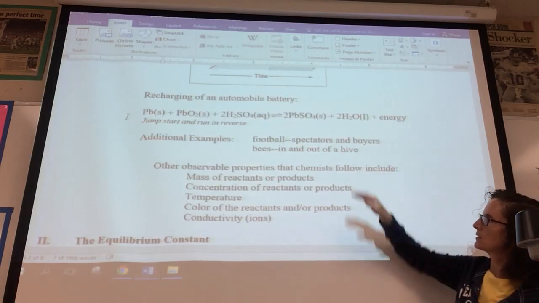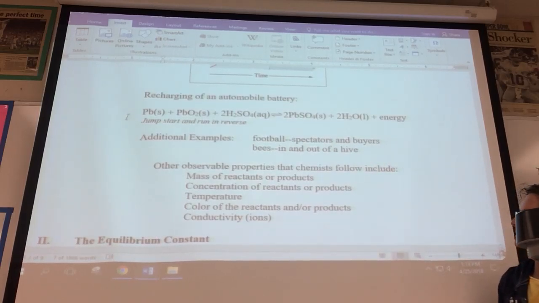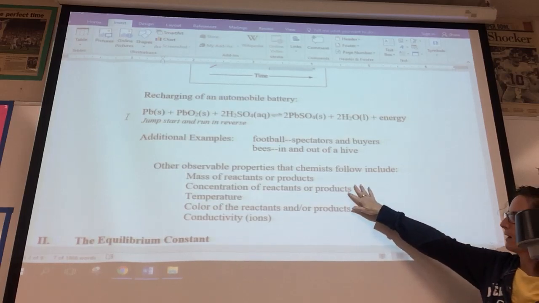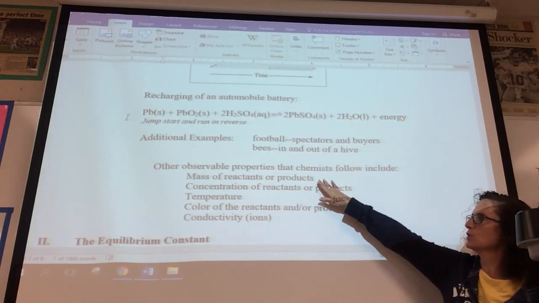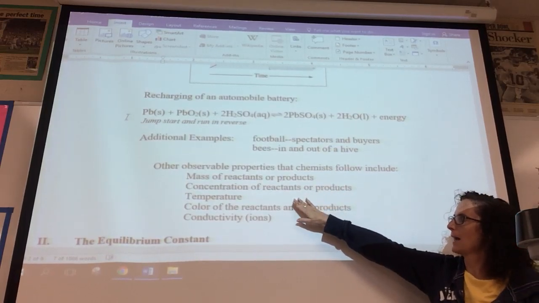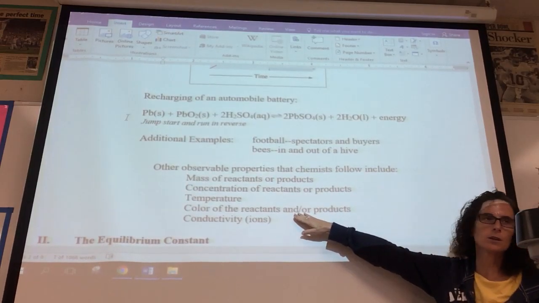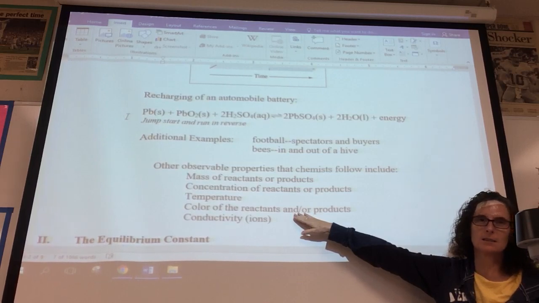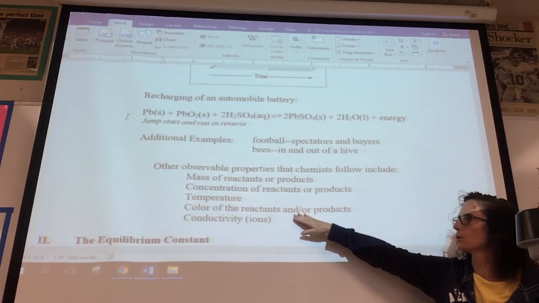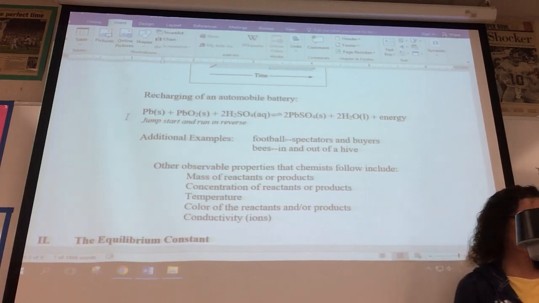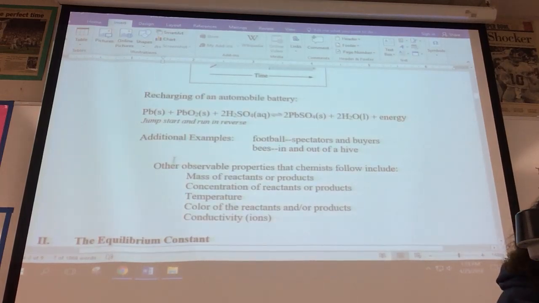I already mentioned some of those other dynamic processes. Typically, we look at concentration of reactants or products over time, but you can look at changes in masses. You can look at temperature. In the lab, we're going to be doing colorimetric type assays, so they won't be quantitative, but rather qualitative. You also can look at conductivity. But for the most part, we're going to look at concentration of reactants or products. You also can look at pressure if you have gases.